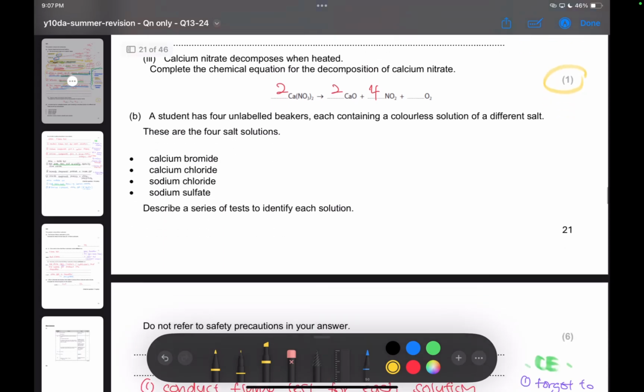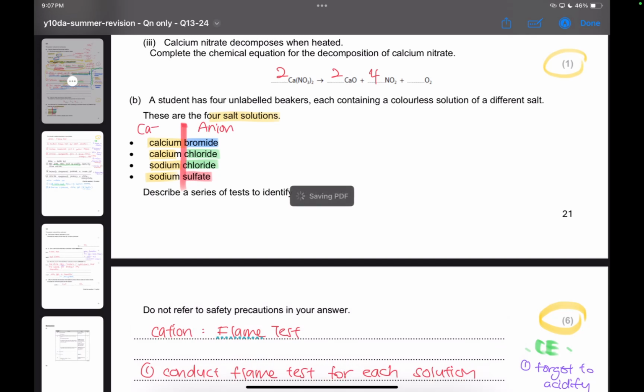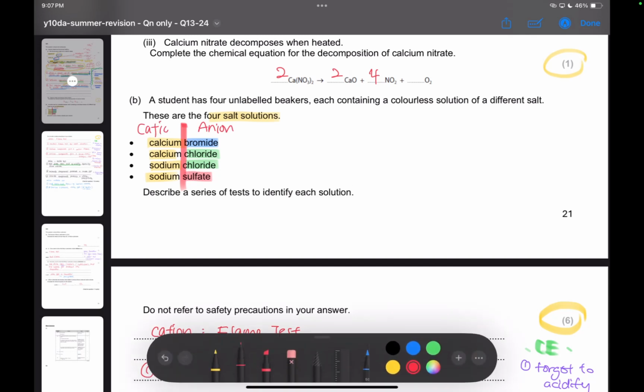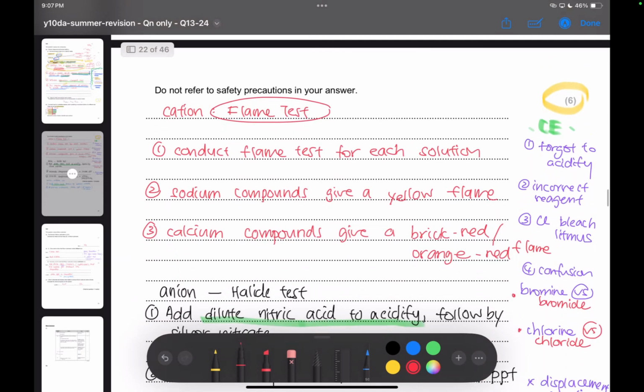Okay, I want to look into the next one, which is a very high mark question, a 6-mark question, looking at 4 different salt solutions. In terms of cation, there are actually 2 types, and for anion, you can see there is 1, 2, and 3. So we have 3 types of anion, but 2 types of cation. For the cation, because it's calcium and sodium, essentially we can use flame tests. So we can conduct flame tests for each of the solutions.